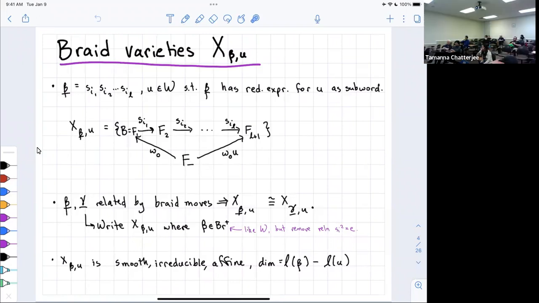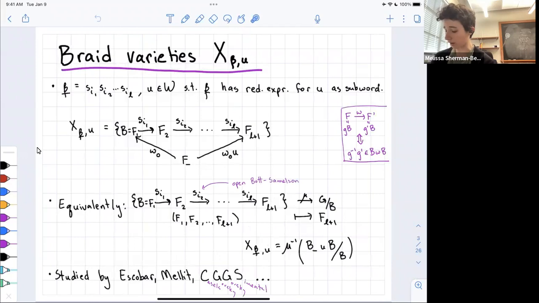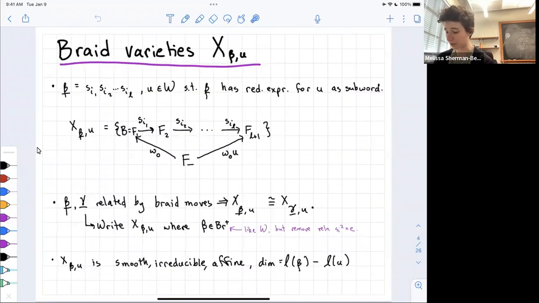I have a question. Yeah. In Escobar's situation, are these still isomorphic if you take the closures? I believe not. Escobar was studying the closures of these braid varieties inside of the closed Bott-Samelson, and I believe that once you take closures, they're no longer isomorphic.